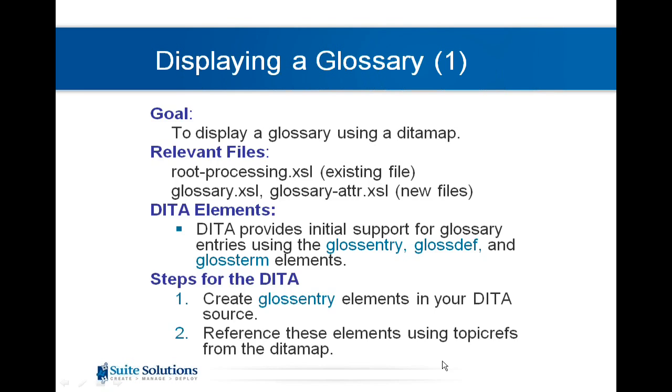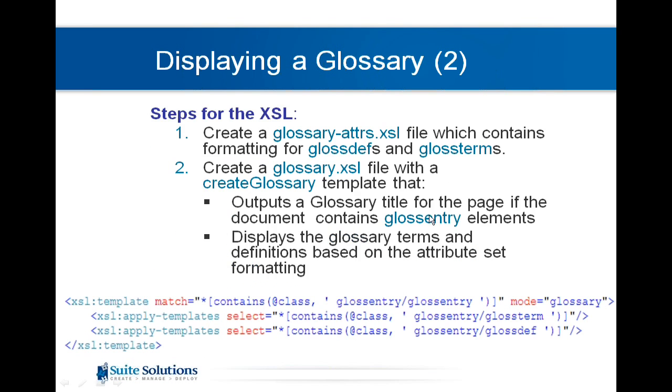Okay, so that's the next step. There are different ways to do this, but this is following the structure of the existing plugin. The way to do it would be to create a Glossary Adders XSL file, which contains formatting for gloss defs and gloss terms. And then we also want to create a Glossary XSL file with a create glossary template that does two things.